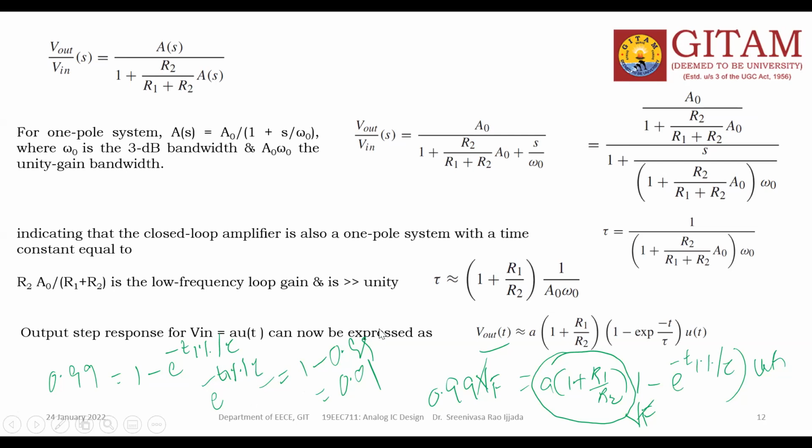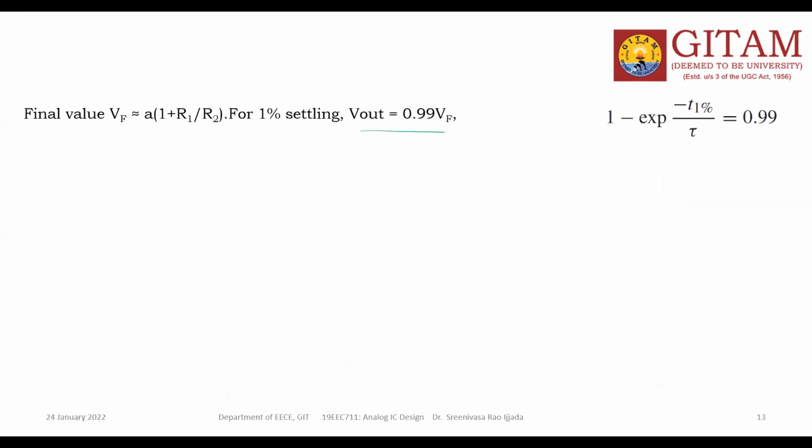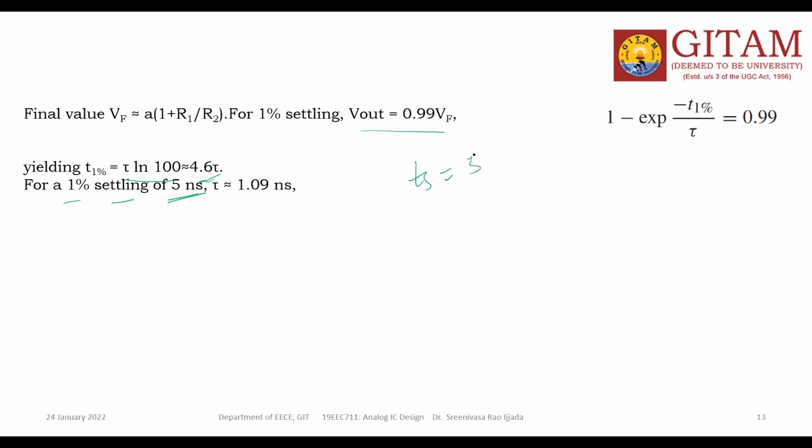I want this tau value only; everything else we know. So apply ln on both sides, which gives ln 100, approximately 4.6 tau. It is given that for 1% settling, the settling time is 5 nanoseconds. So the settling time TS can be written as 5 nanoseconds.